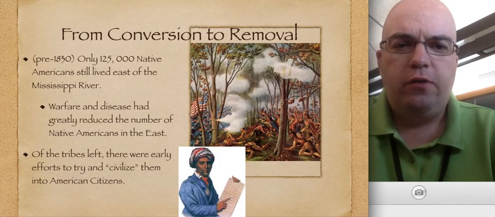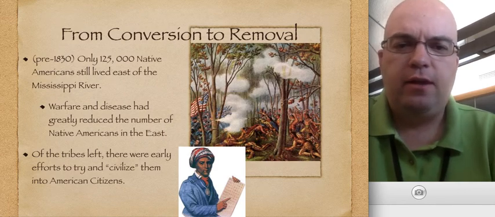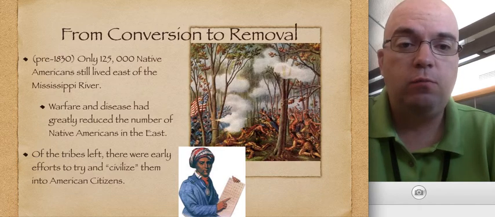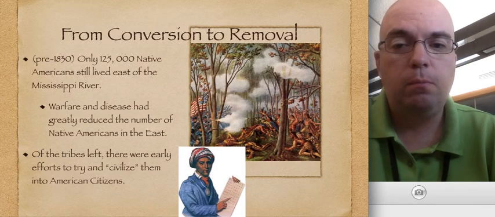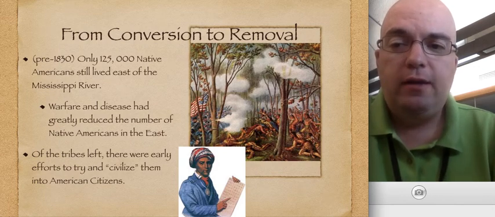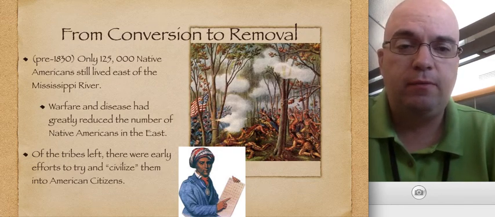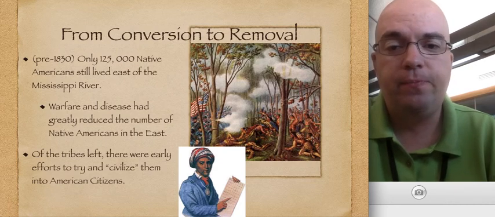Before we get too far into our story, we need to back up just a second and talk about what was going on in the United States with Native Americans in the eastern part of the country before westward migration really got moving. Before 1830, there are only about 125,000 Native Americans still living east of the Mississippi River. That would be in the eastern part of the country.